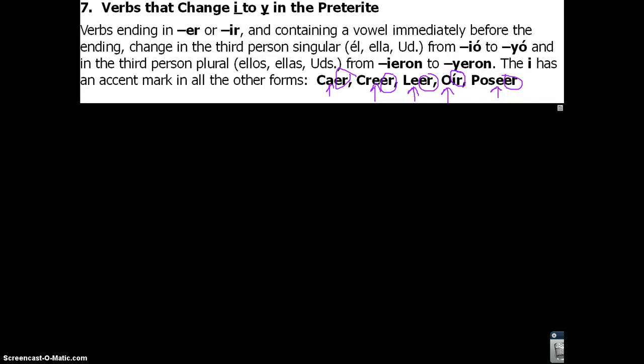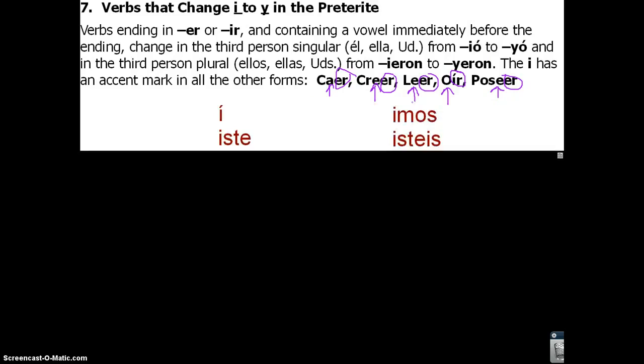Okay. And if you look at the technical explanation on your golden ticket, because that's where I'm at right now, this is your golden ticket, rule number 7, I believe. It says, in a very technical way, verbs ending in ER or IR, so not including AR verbs, and containing a vowel immediately before the ending, change in the third person singular, the he, she, you said form, from ió to yó, and in the third person plural, the they and you guys form, from ieron to yeron. The I has an accent mark in all other forms. So let's take a look at what that means.